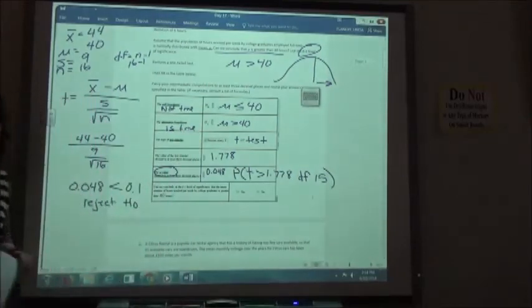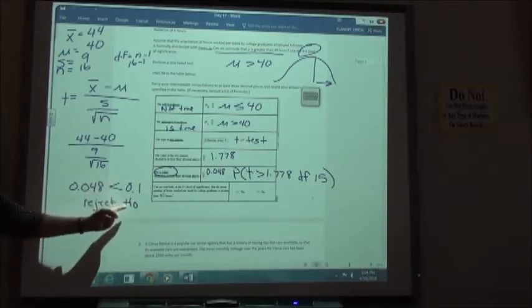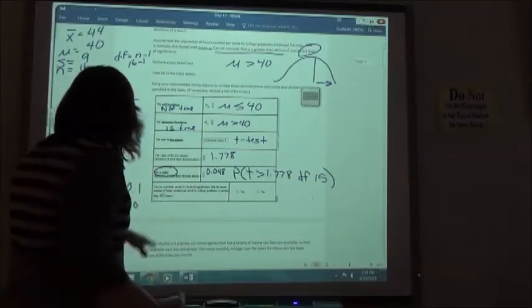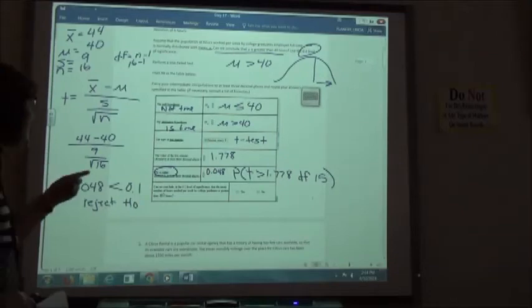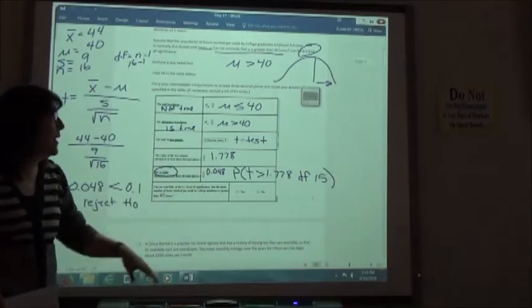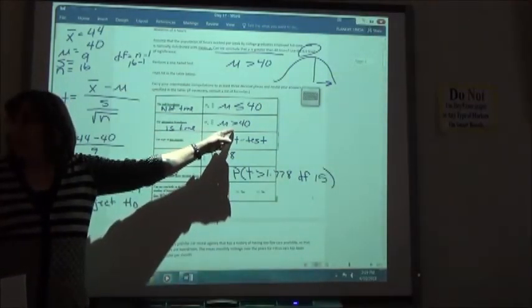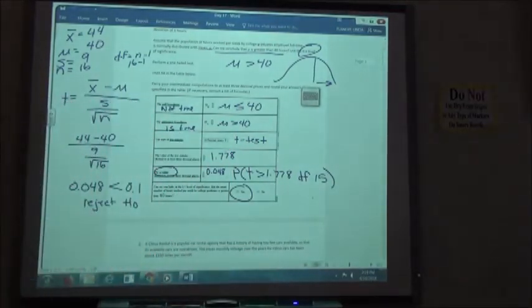I'm just going to write that in there. Okay? So if it's a less than, you reject whatever the null is. If it's a greater, you accept whatever the null is. So it says then for the question, can we conclude at the 0.1 level of significance that the mean number of hours worked by college graduates is greater than 40? Yes, we're saying it is greater than 40. That was the true statement, right? So yes. Is it greater than 40? Yes, we're accepting that second statement. That was the true one.